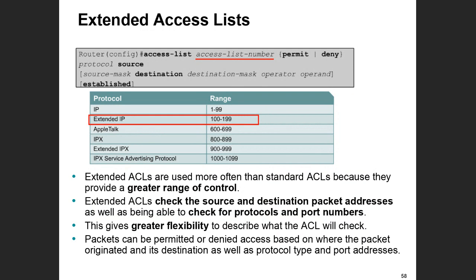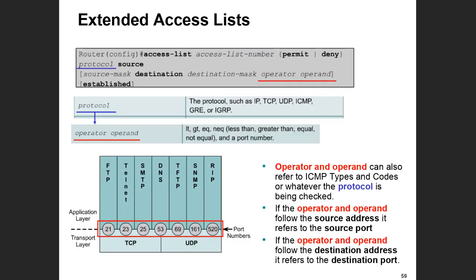We go with Microsoft Windows Server or Linux servers. So extended access control lists are more useful because they have a greater range of control. They have more granularity of control. They can check for source and destination addresses. They can check for protocols and port numbers, so they're more flexible. So I can permit or deny traffic based upon where the packet originated and what its destination is, as well as what protocol types it's running. So I can allow the web, and I can allow the mail, and I can deny other traffic. Very flexible. So here's the syntax.